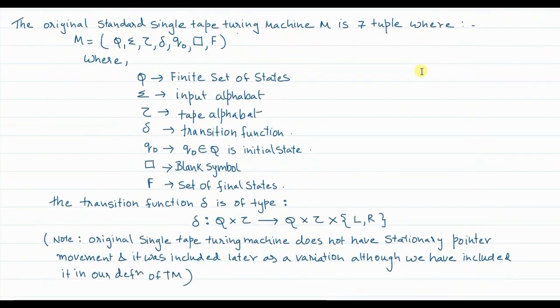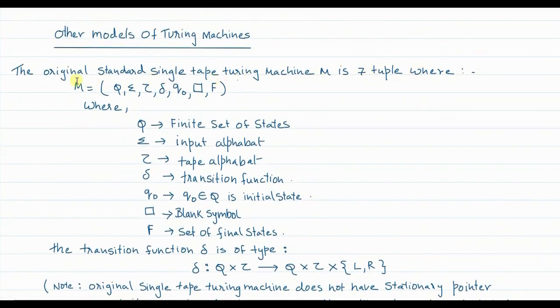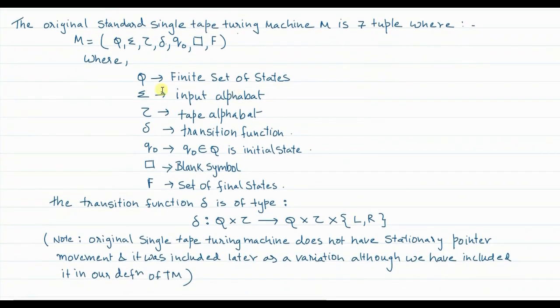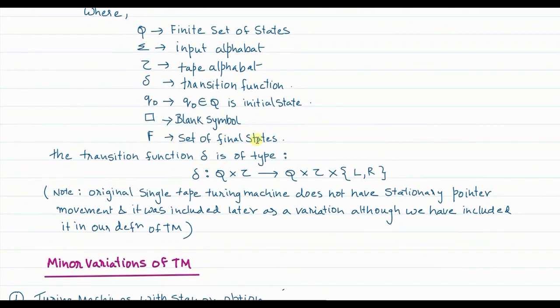Now, one thing I would like to mention is the original standard single tape Turing machine M that we had already seen earlier. As we know, this Turing machine had 7 tuples. Q is the finite set of states, sigma is the input alphabet, tau is the tape alphabet, del is the transition function, q naught is the initial state, there is a blank symbol, and F is the set of final states. However, one thing I did not tell you at that time, I am going to reveal now.